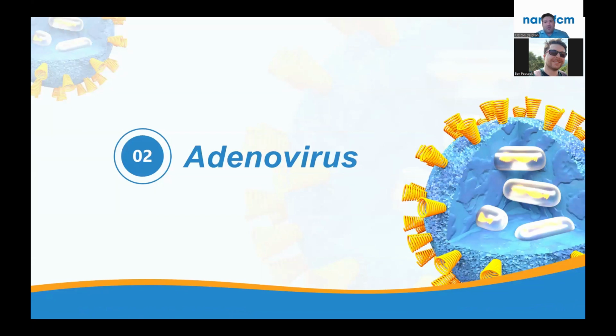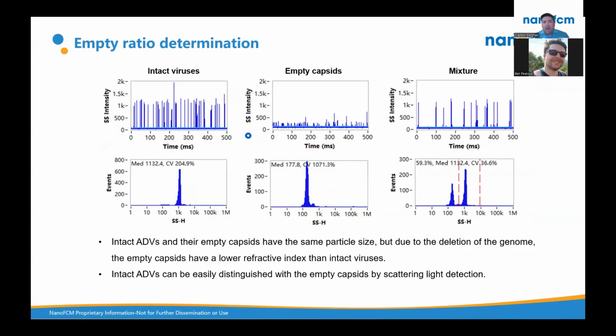So the lentiviruses are these quite complex enveloped viruses. They come in many flavors. Adenos tend to be a little bit more binary, and they come out as intact and full of their genome, or empty capsids. And what we'll see here is that we can determine with adenoviruses their mixture of empty and full just based on their scattering signature. So intact adenoviruses and their empty capsids have the same particle size, but due to the deletion of the genome, the empty capsids have a lower refractive index in this application.